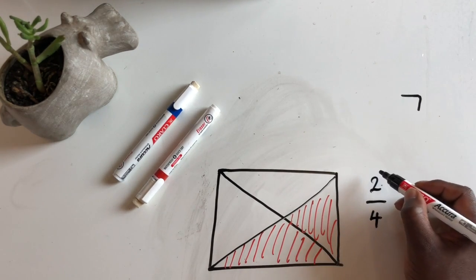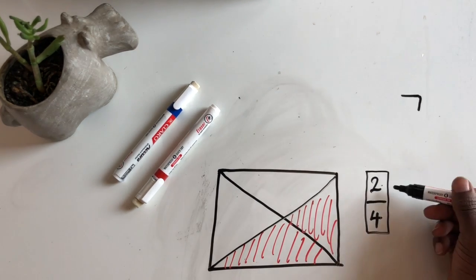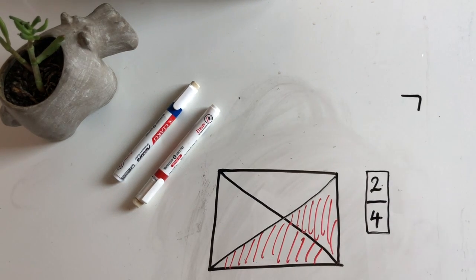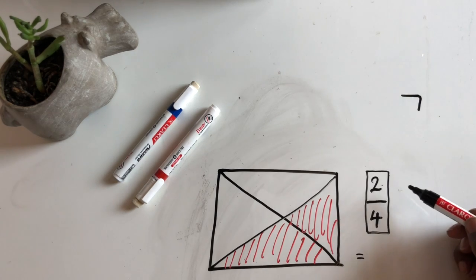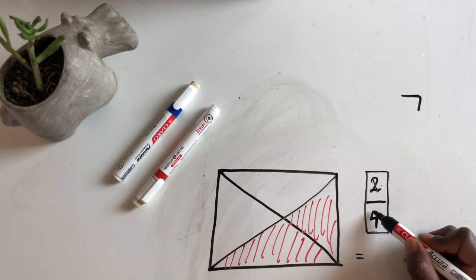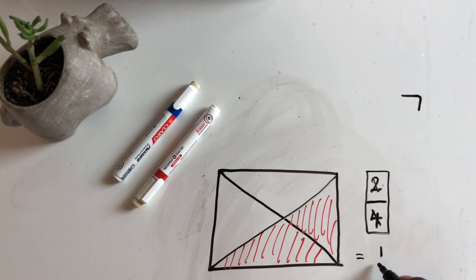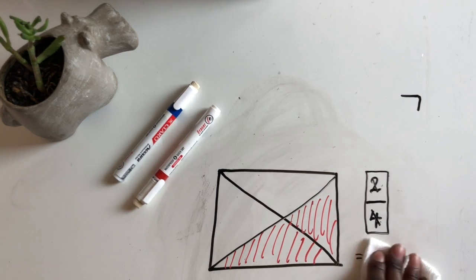Now this will be covered later, but there's no harm in going through it. These two numbers can be reduced into what we call a lowest term. If we were to divide both of these numbers by 2, 2 into 2, that's 1. 2 into 4, that's 2. So we have shaded half the shape. Okay? Brilliant.